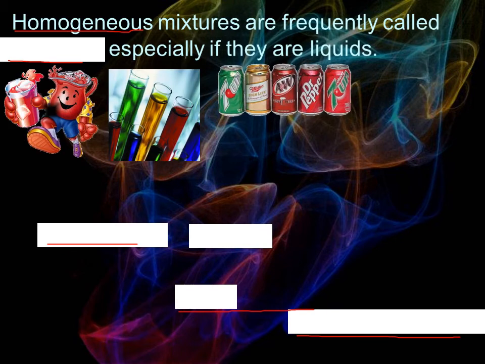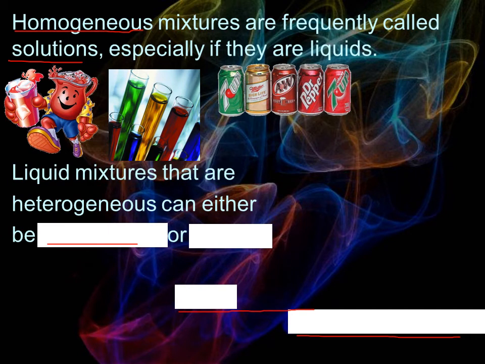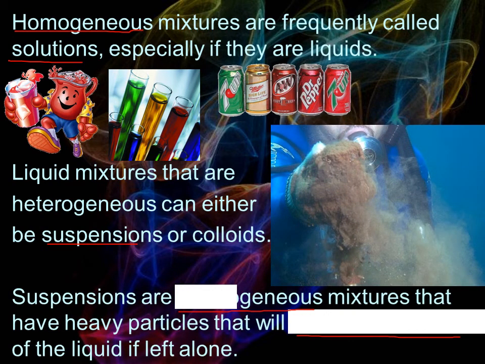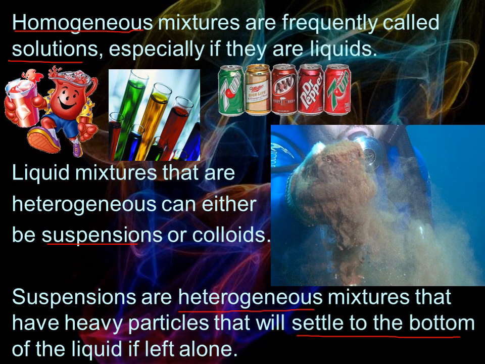Homogeneous mixtures are frequently called solutions. It's another word for a homogeneous mixture. So a liquid mixture that is heterogeneous could be called a suspension or something else called a colloid. A suspension is when you mix all of your stuff in a liquid, but it is heterogeneous because you can easily see that even though it's all mixed up with the liquid, it's still got separate pieces. And in fact, it'll only stay mixed up as long as you keep mixing it. If you stop mixing it, it'll eventually settle down and form different layers. A solution doesn't do that.